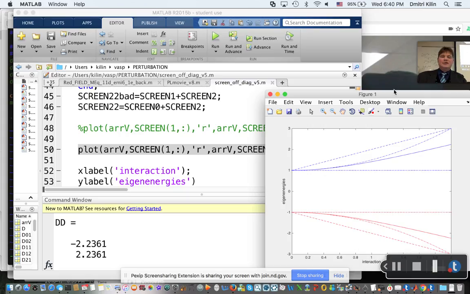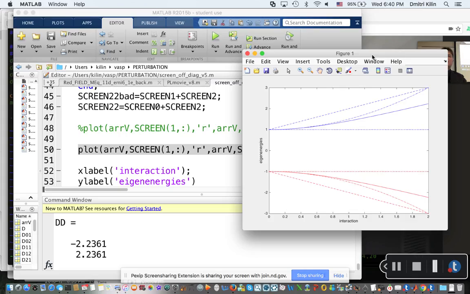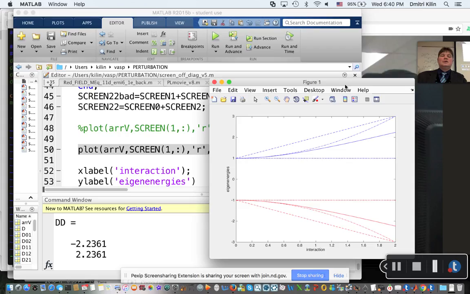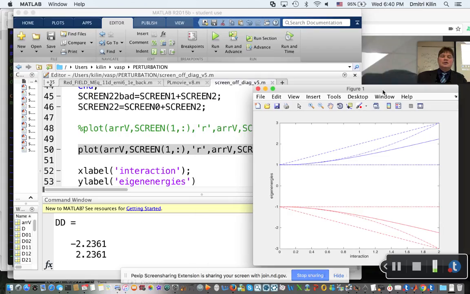Is it visible enough, or do you want thicker lines? Are these all dotted lines? These are all dotted. Dotted and dashed lines will be explained later. Let's look only at the continuous line. As we increase the interaction, the energies which were plus and minus 1 before start splitting. Here, let me highlight it.